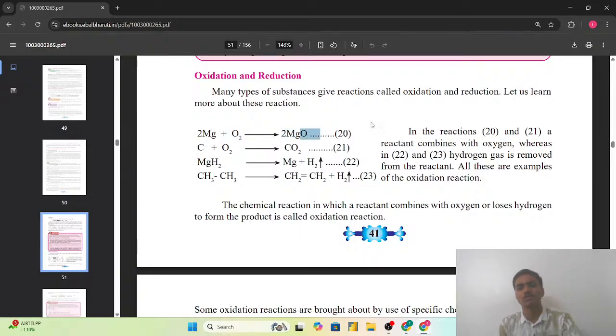दो oxygen balance. And next reaction is carbon with O2 forms CO2. This is also a very common and basic reaction. That is, when carbon reacts with the oxygen molecule, it leads to the formation of carbon dioxide compound.